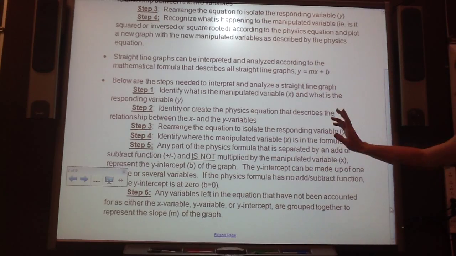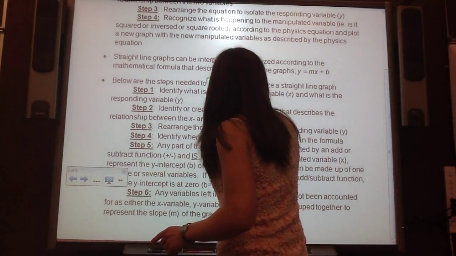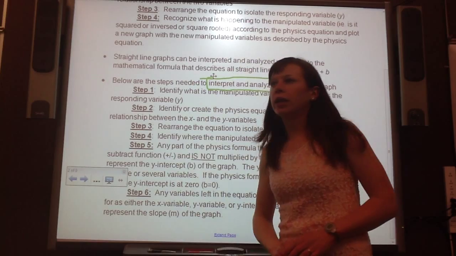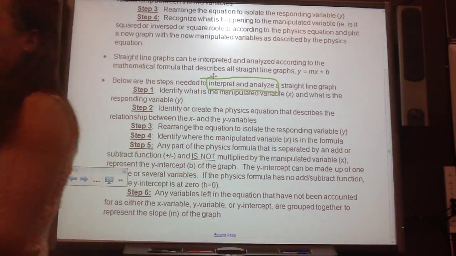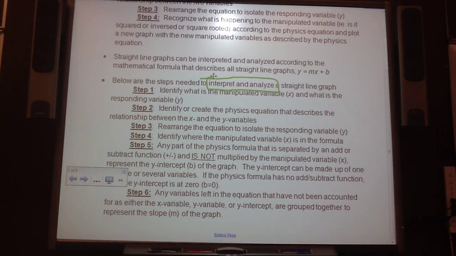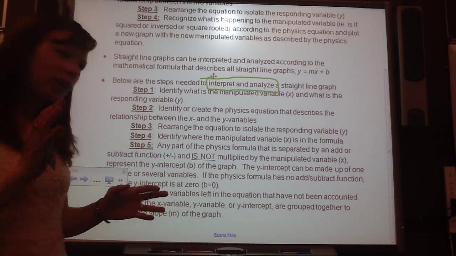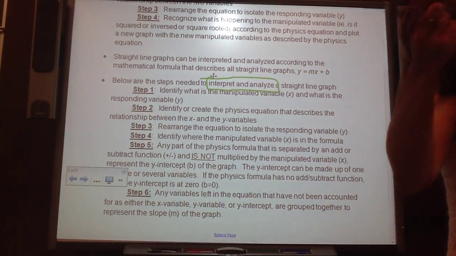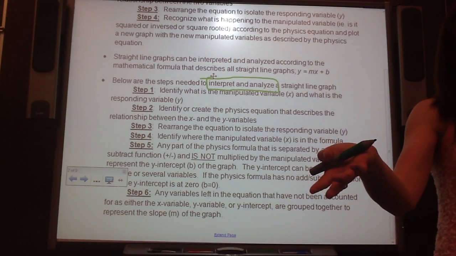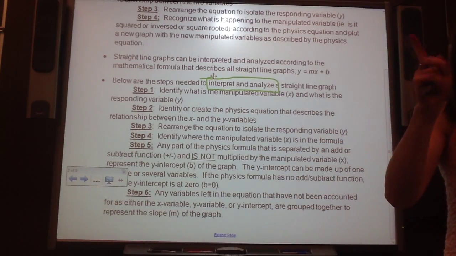So these are the steps for interpreting and analyzing a straight line graph. Interpreting and analyzing that straight line graph often means find the slope and figure out what's going on there. And that will usually, if we're trying to solve for an unknown variable, usually we need to figure out the slope. You know, not all the time, but often. Or the y-intercept. Whichever one, we're usually asked to find that.